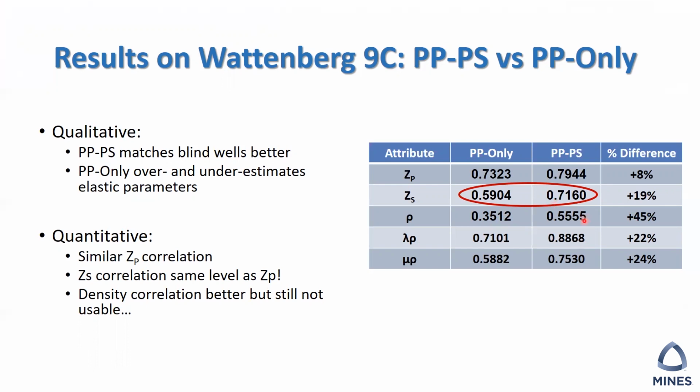And then with joint PPPS, we've raised that to 0.55. Now, this is a big change. It's about a 45% change. But again, 0.55 is not a great correlation. We would want this to be 0.7 or higher to be able to rely on the density inversion. And this is going to depend on the offset range we have. The larger offsets we have, the better we can do with the density inversion using both PP and PS waves.